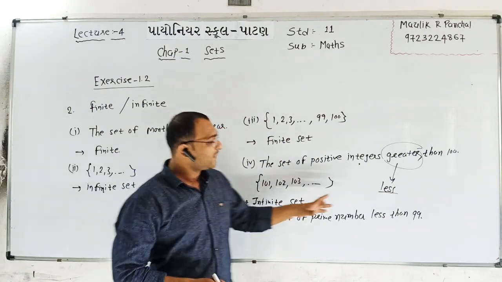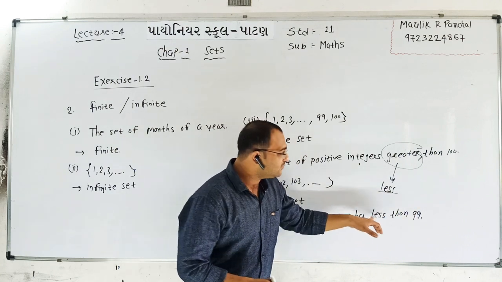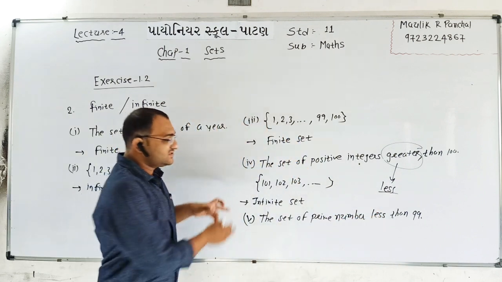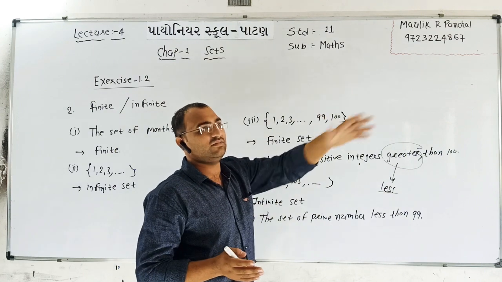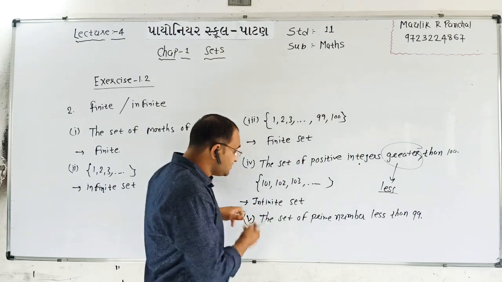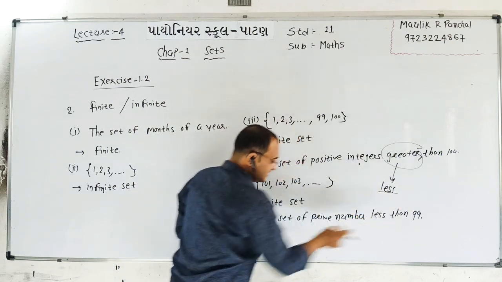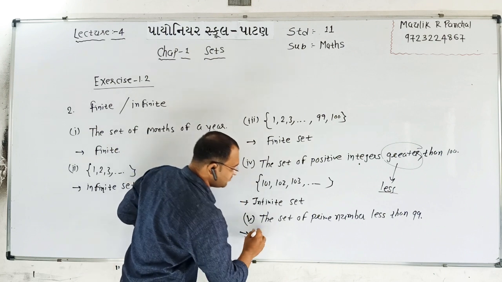If here it were greater than 99 in place of less than, this set would not have a definite number of members. Greater than 99 gives infinite members, which is called an infinite set. But here, less than 99 means it has a definite number of members, so it is called a finite set.